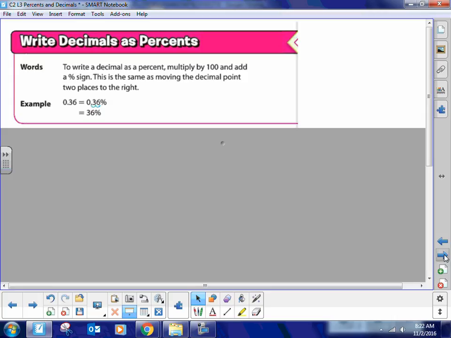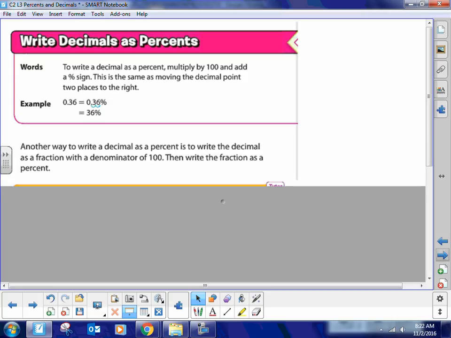That's what they do here. If you look at the example, they take 36 hundredths. They move the decimal point 2 places to the right, and they add a percent sign, making it 36%. Not hard. This should not take you very long. This should be a very easy thing for you to do.